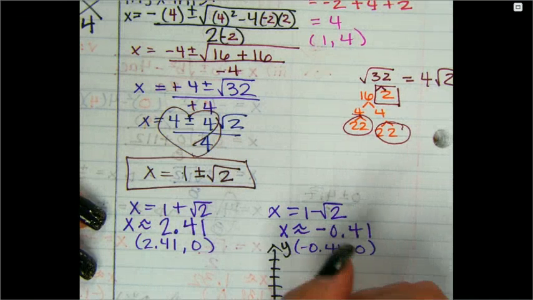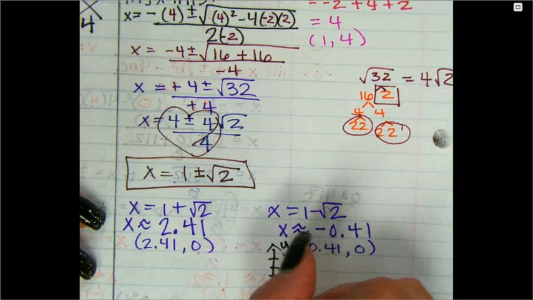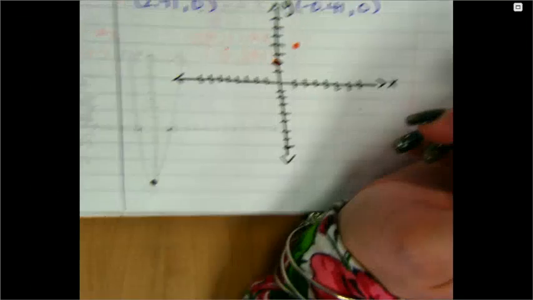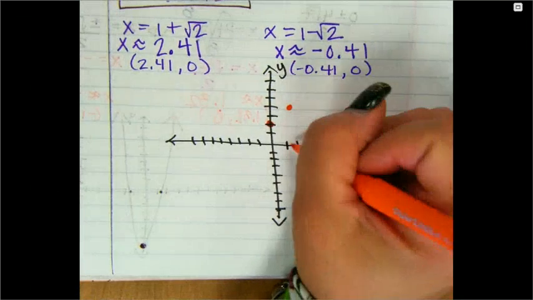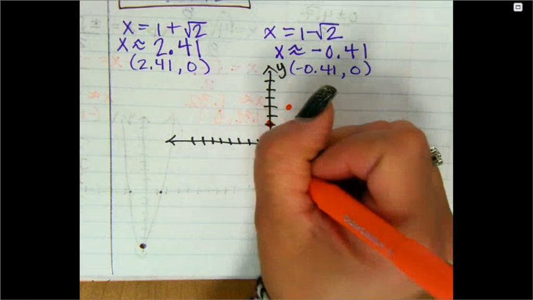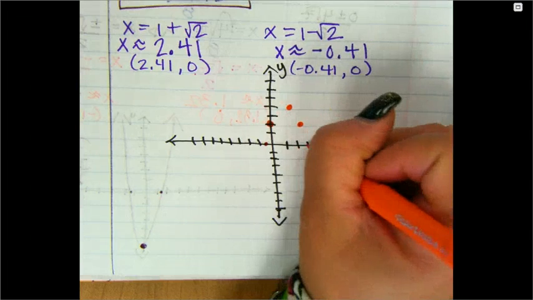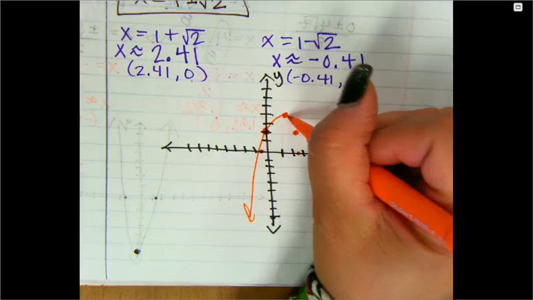So I graph 1, 4 as my vertex. My y-intercept is 0, 2. Can I reflect 0, 2? Yeah. Where does it reflect? 2, 2 is correct. My x-intercept is negative 0.4, so it's about here, and then 2.4, which is about here. Oops, I missed it, but it's okay.